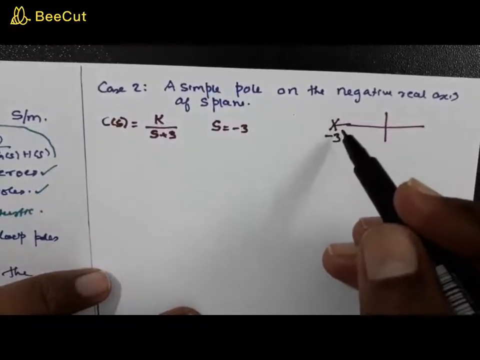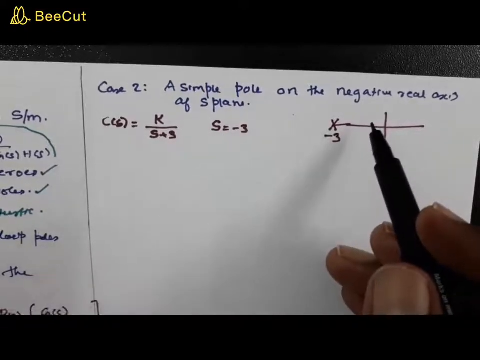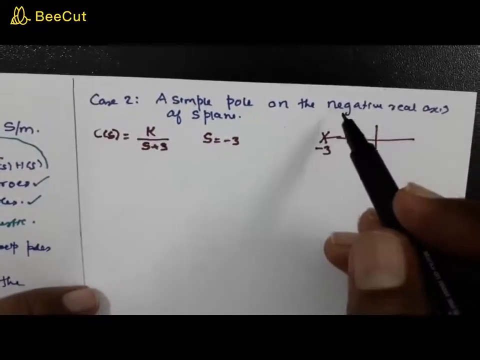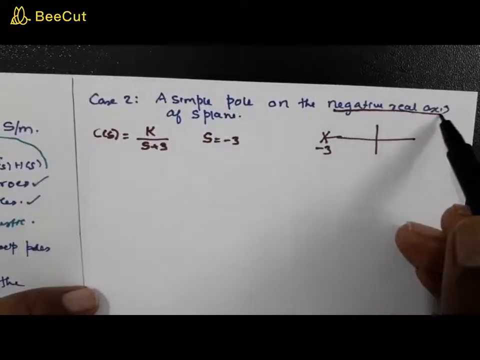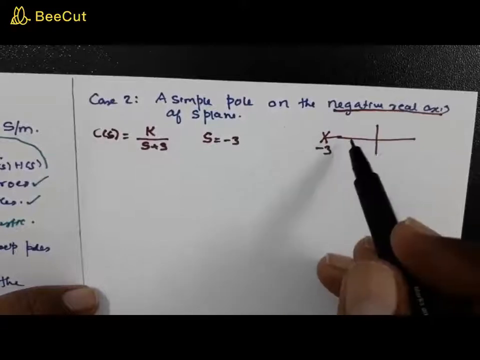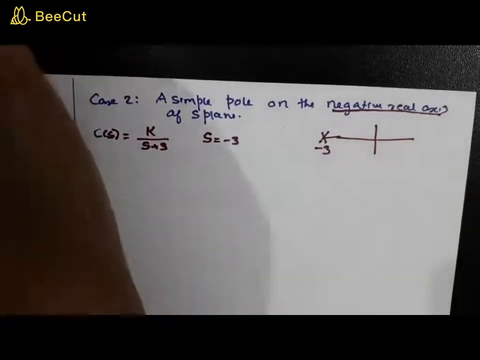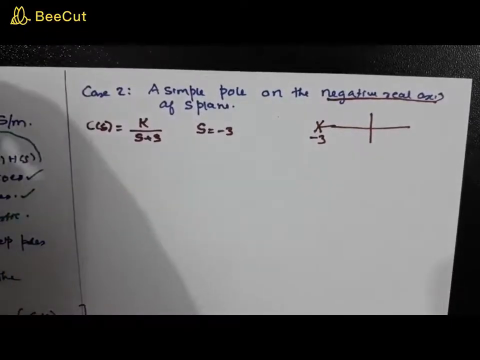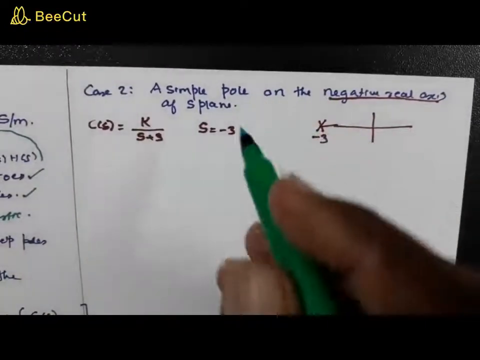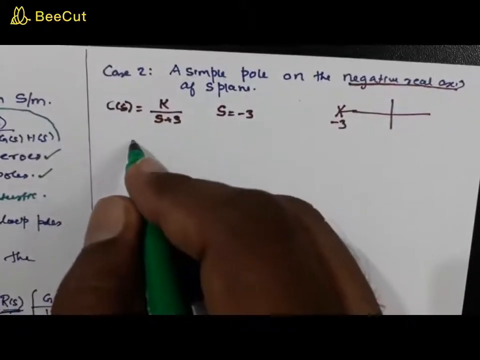Why simple pole? At this location you have only one pole, and that too in the left half of the s plane. That's why it is called the negative real axis. This is a real axis, and that too the negative portion of the real axis. So this is the negative real axis simple pole case. Now let us see what is going to be the impact of this simple pole which is residing on the negative real axis.